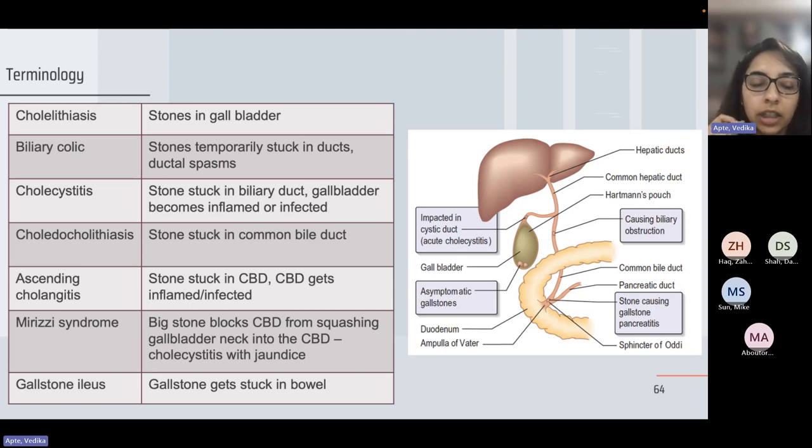But yeah, it's hard to distinguish between the two unless you get some imaging done. But yeah, Merizzi syndrome is when the stone is in the cystic duct, but it's so big that it blocks the common bile duct as well. And gallstone ileus is when the gallstone gets stuck in the bowel.